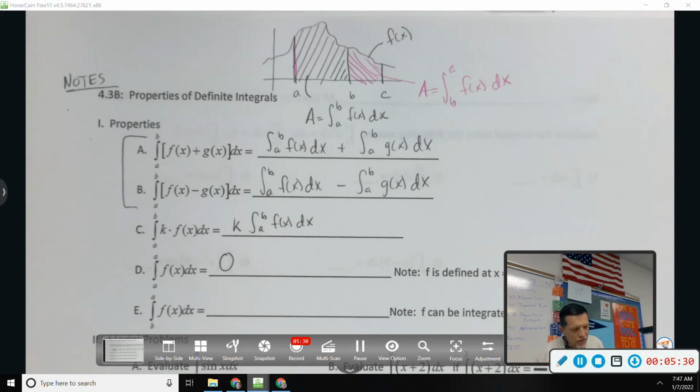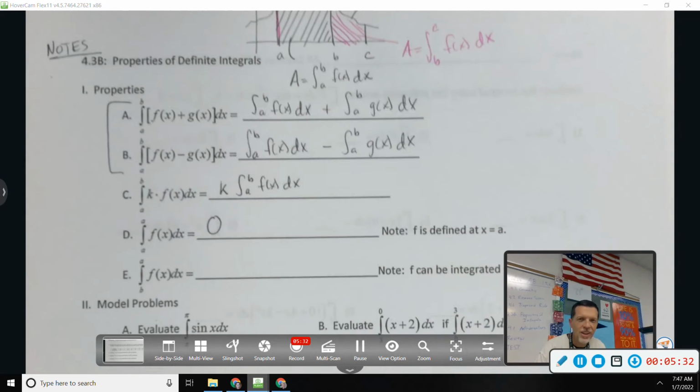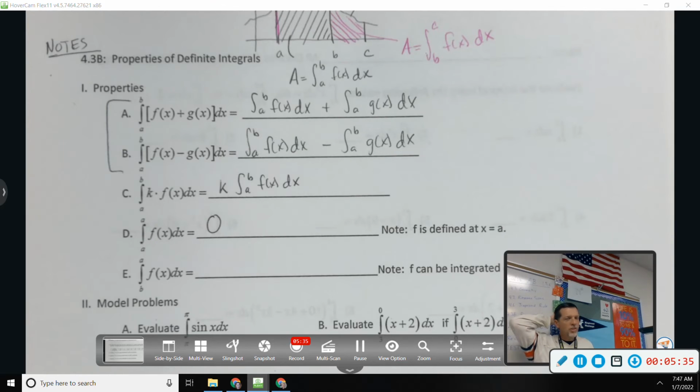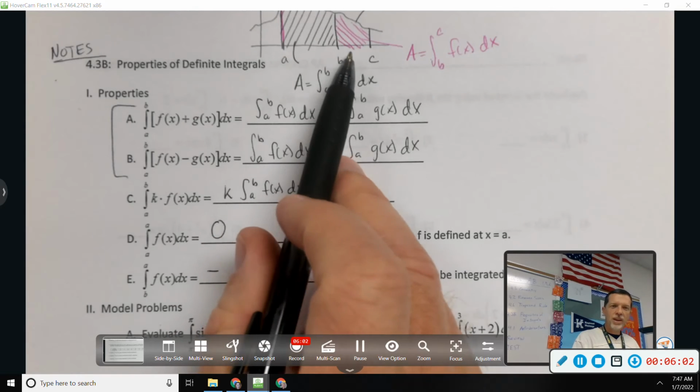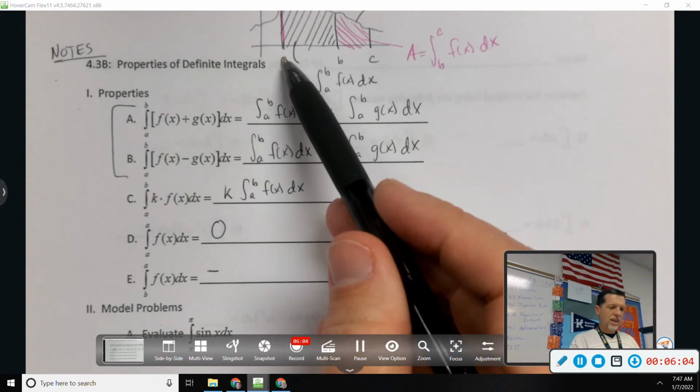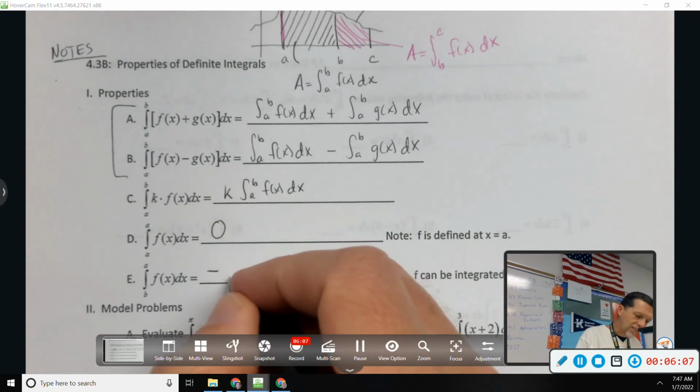Property E, I don't think you could get on your own. What's different about E? What do you notice about E? The letters are reversed. Good observation. When stuff gets reversed in math, how do we usually account for that? Negative. So you did get it. So if I reverse the limits, it's sort of like I'm going backwards. Instead of saying it's the area from A to B, it's the area from B to A, which is backwards. That's the negative sign.